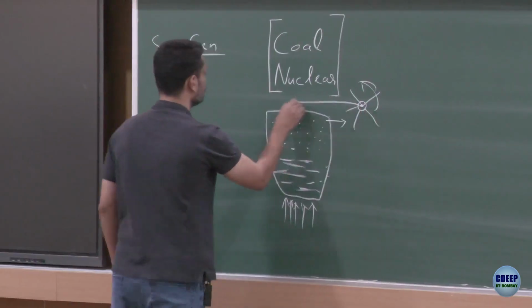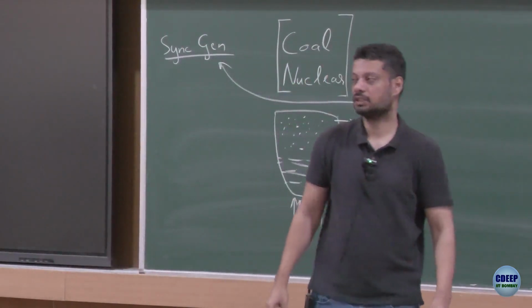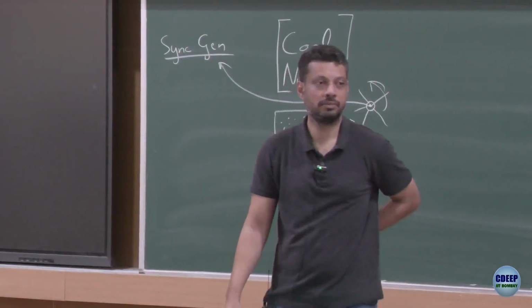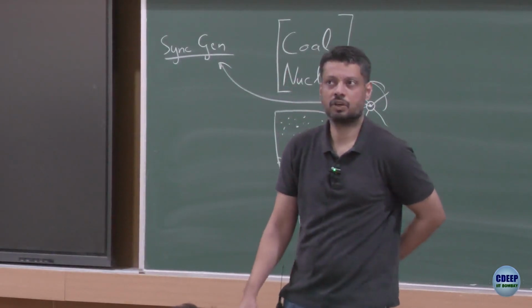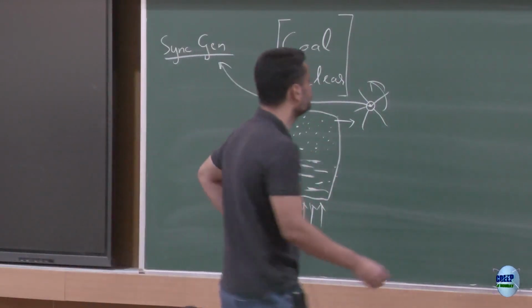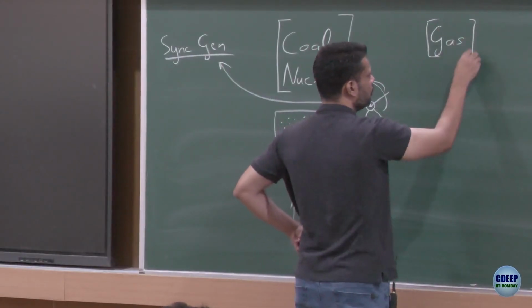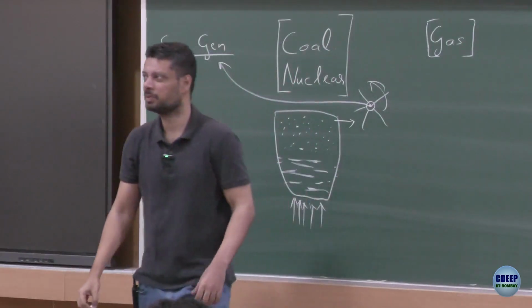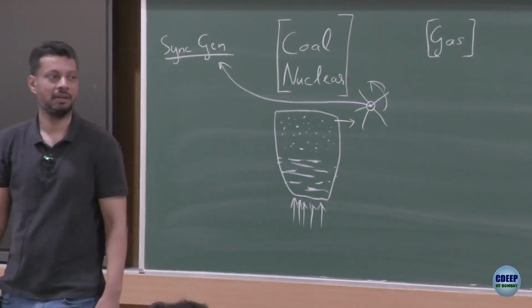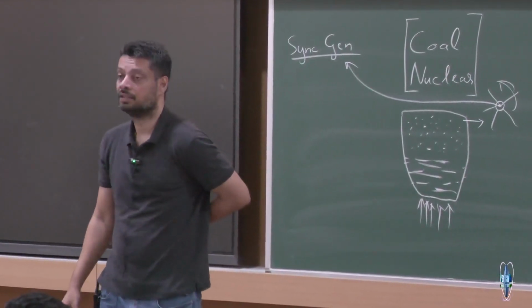Here you use a synchronous generator. What is the other source? What was the other predominant source in the list we saw? Yes, last lecture we saw a list, right? What are the other sources other than coal and nuclear? There was gas. We don't use much gas, we don't probably have much gas, but some of the other countries use quite a bit of gas.